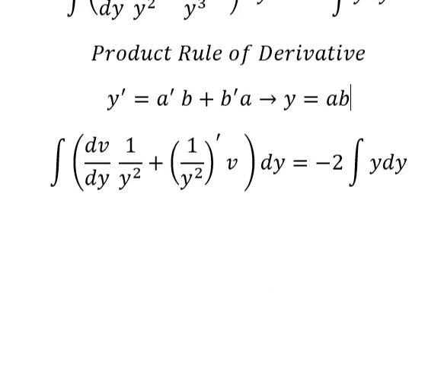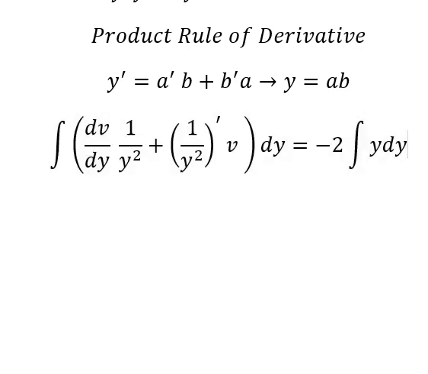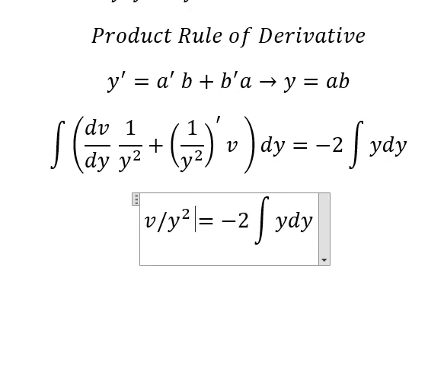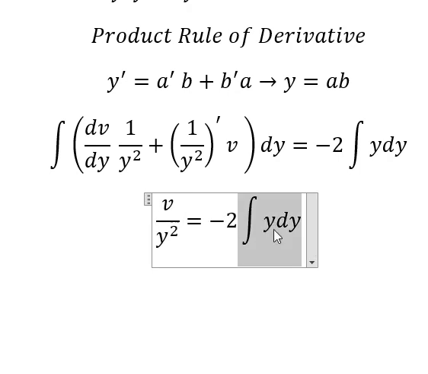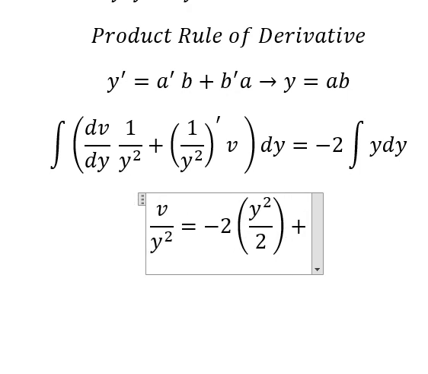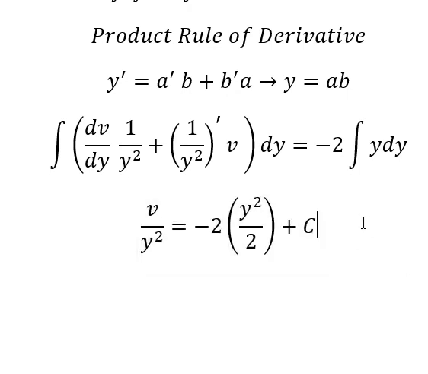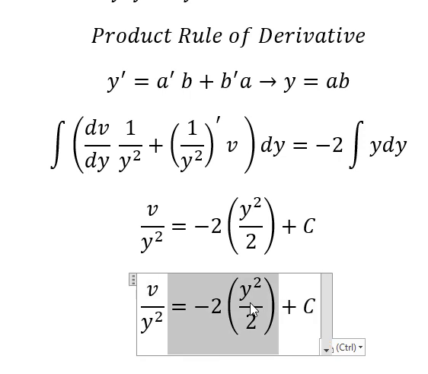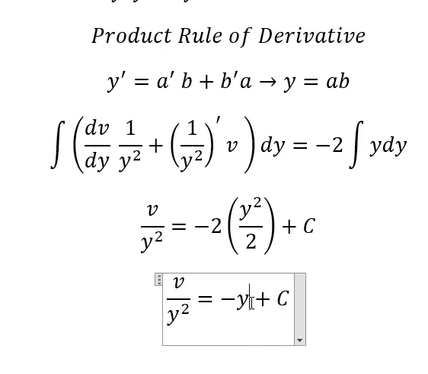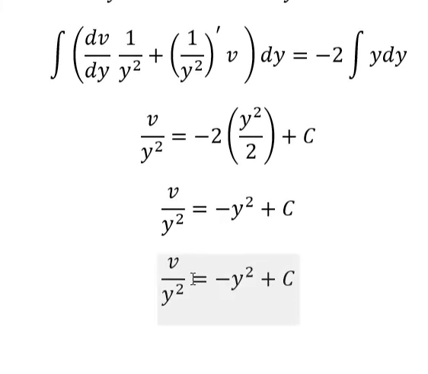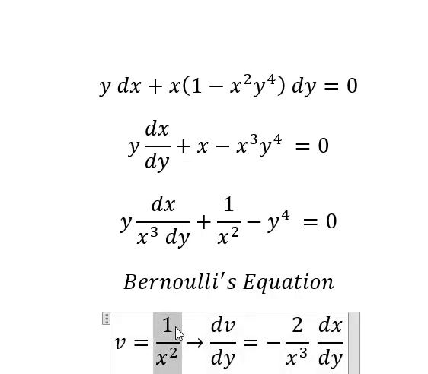So the integration of that one, this is about v over y squared. The integration of y, we have y squared over 2, and I will put c. So number 2 and number 2 we cancel, and now we just have only negative y squared. About v, that is about 1 over s squared.